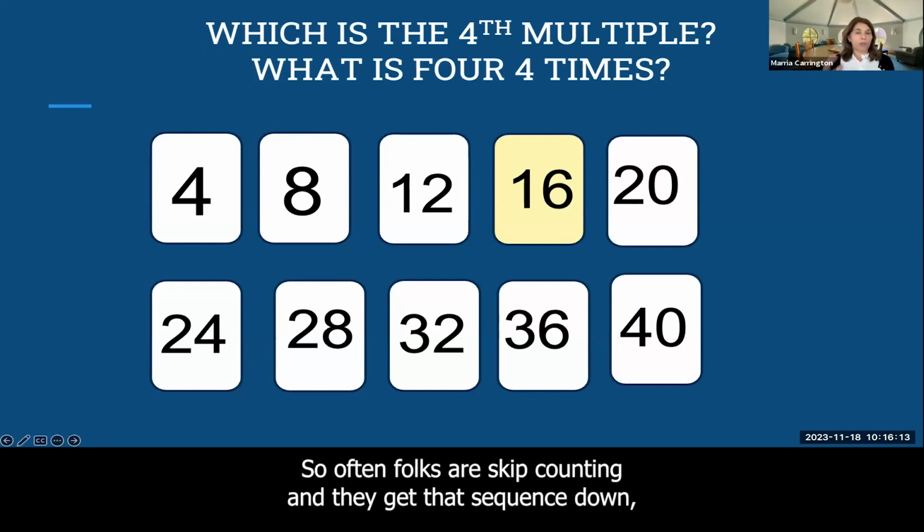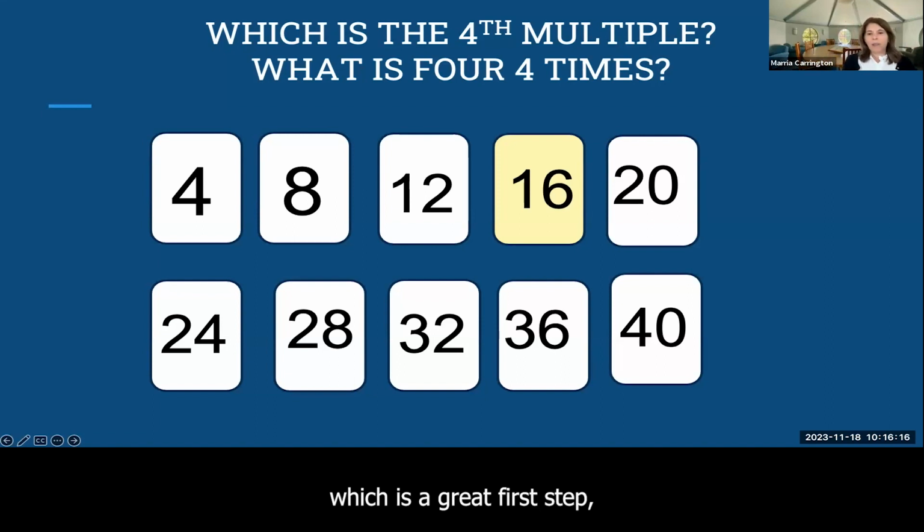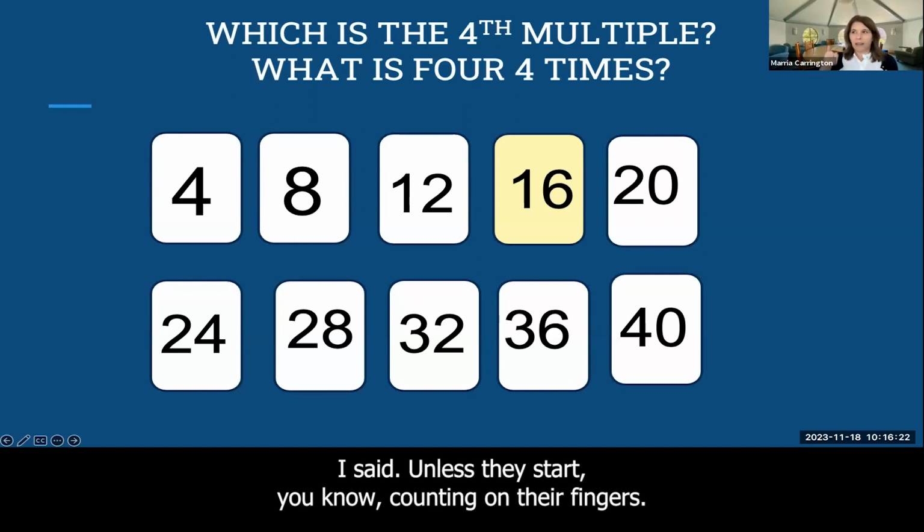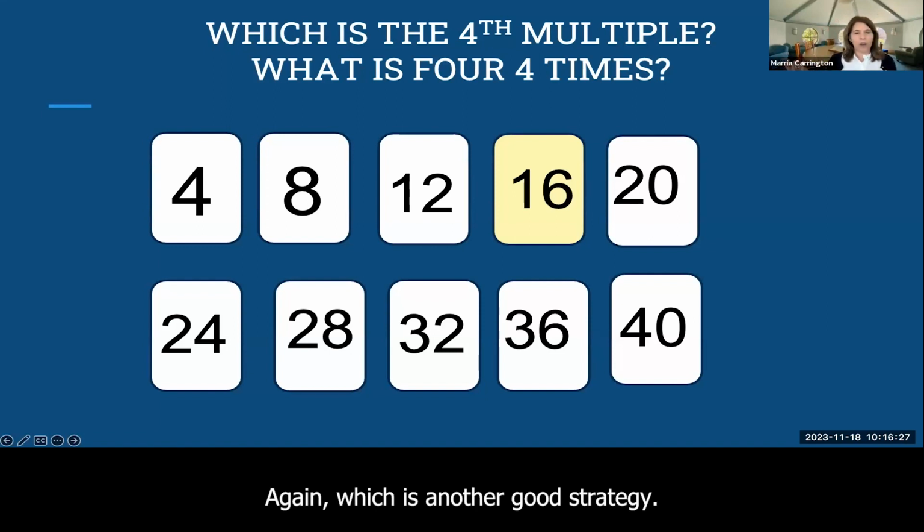So often folks are skip counting, they get that sequence down, which is a great first step, but they can't tell you that 16 was the 4th one I said, unless they start counting on their fingers again, which is another good strategy.